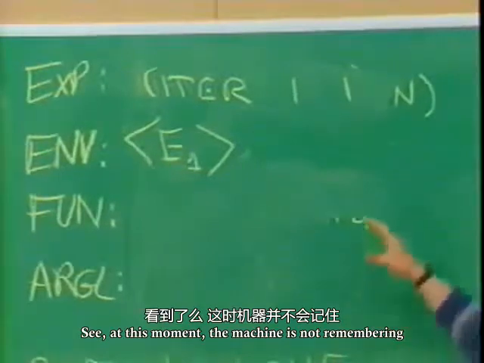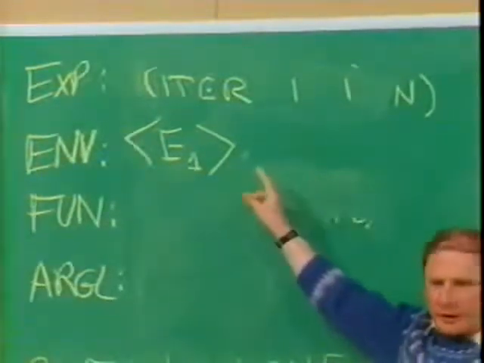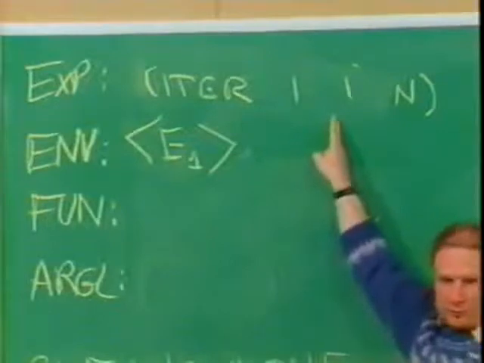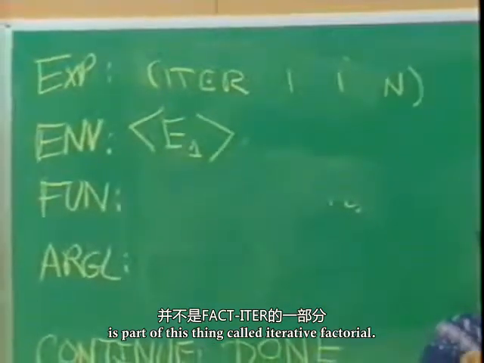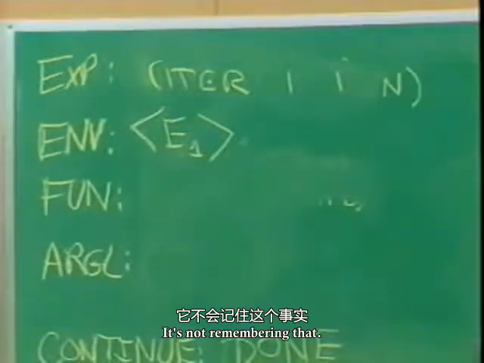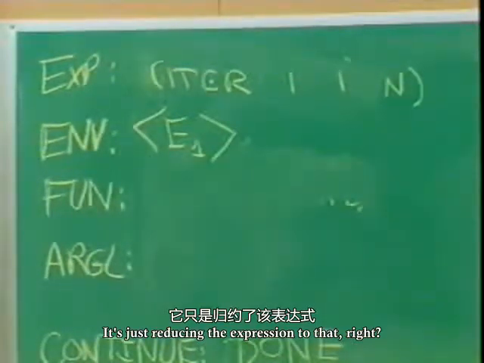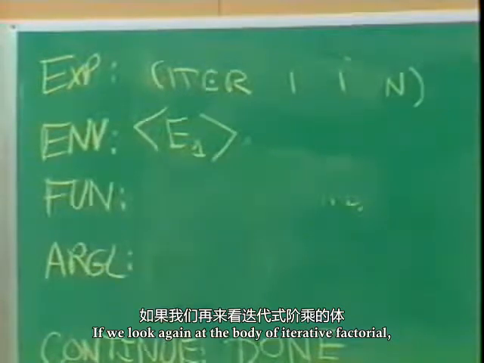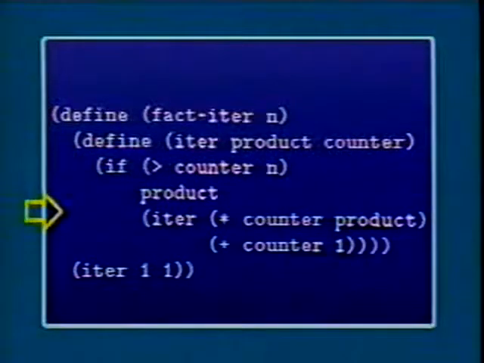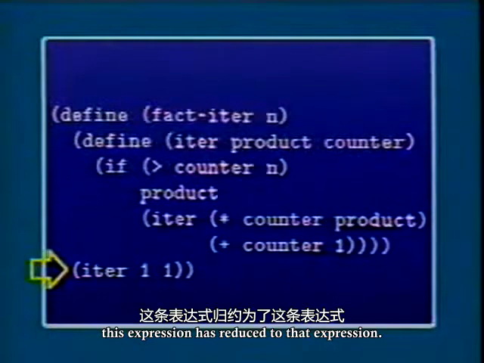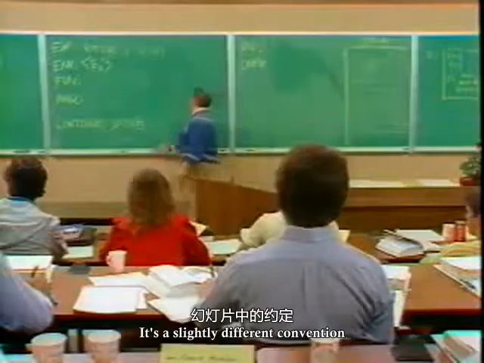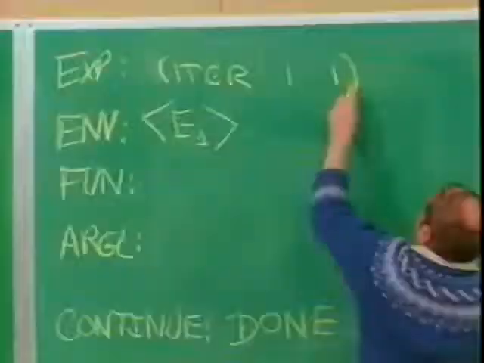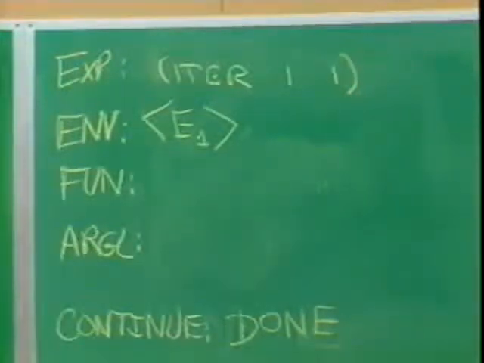See, at this moment, the machine is not remembering that evaluating this expression iter, which is the loop, is part of this thing called iterative factorial. It's not remembering that. It's just reduced the expression to that. Right? If we look again at the body of iterative factorial, this expression has reduced to that expression. Oh, I shouldn't have the n there. Slightly different convention from the slide to the program.